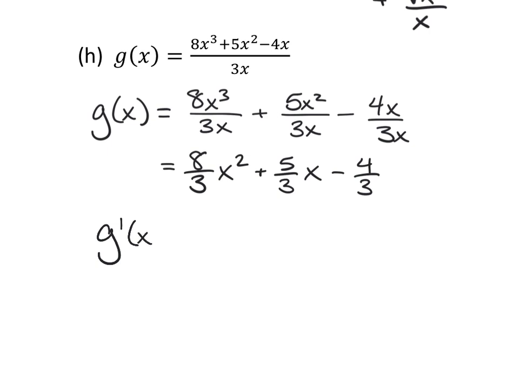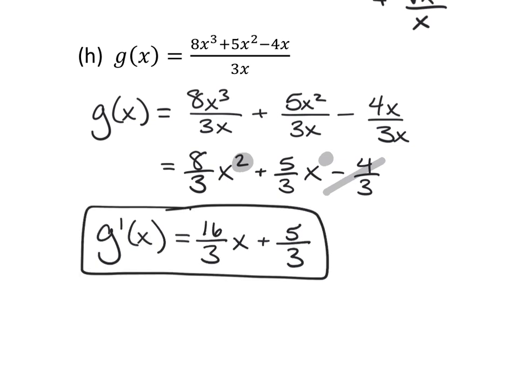G prime of x is equal to power rule. This is 16/3 times x. 2 times 8, 16, still divided by 3. Plus power rule, this is 5/3. That's a constant, so it goes away. There's the derivative of that complicated g of x function.